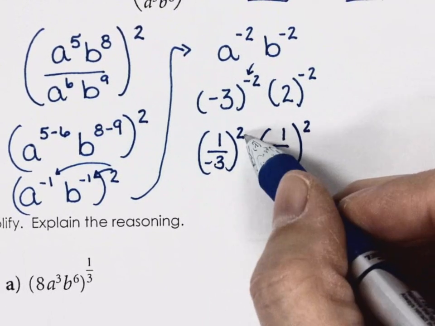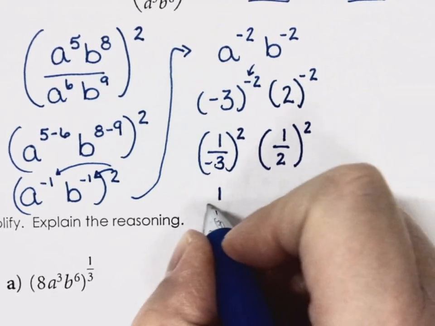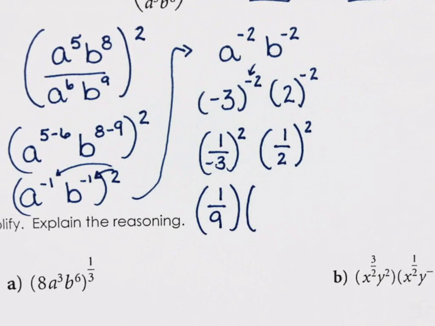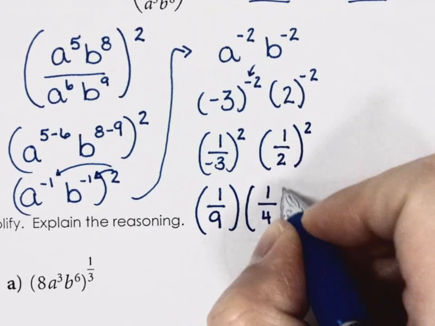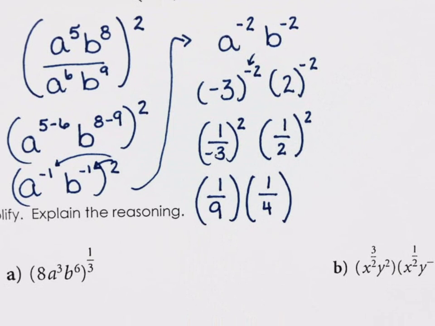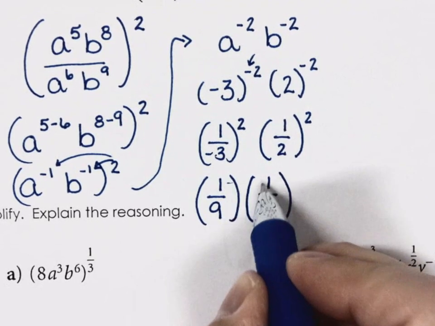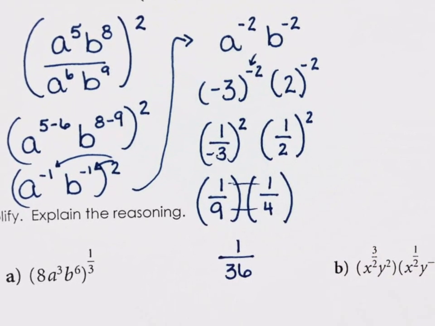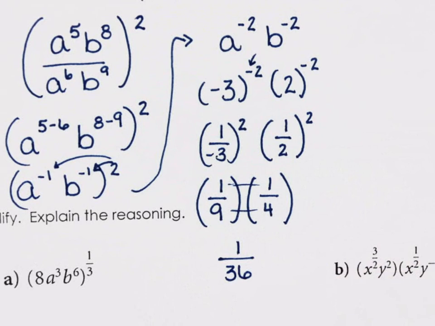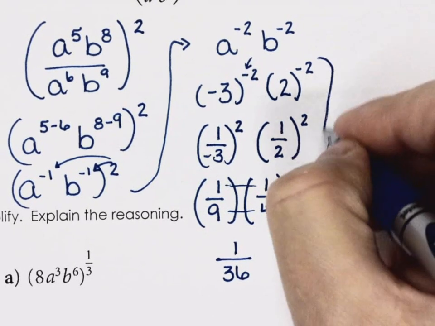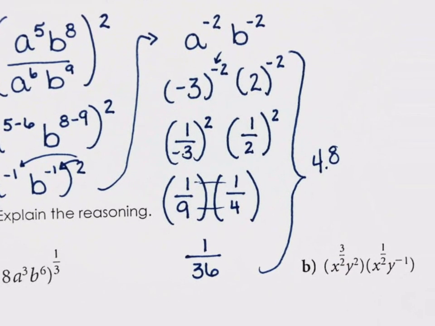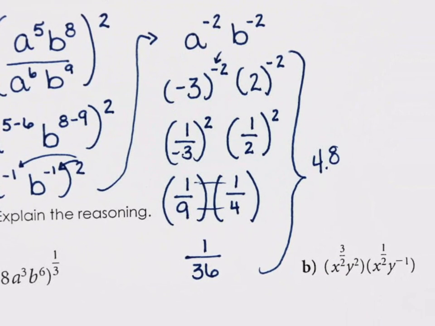So now I'm going to apply my squareds. So that's 1/9, because a negative 3 times a negative 3 is a positive 9, and this is going to be 1/4. And when we multiply fractions, it's straight across the top, straight across the bottom, so it's going to be 1/36. So now you've simplified and you have substituted. This part that we just did is the 4.8 part, but you can't do this question without knowing 4.7.